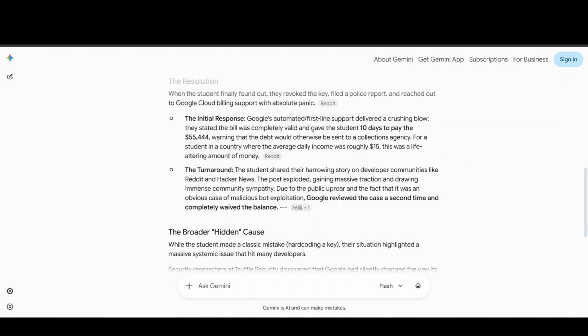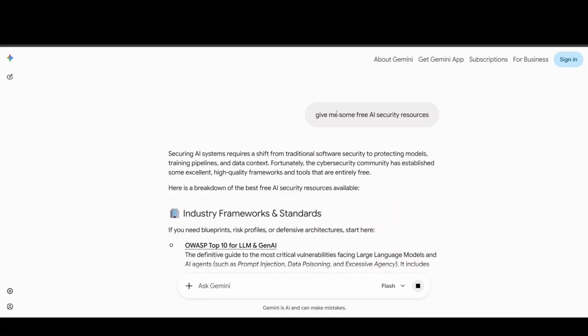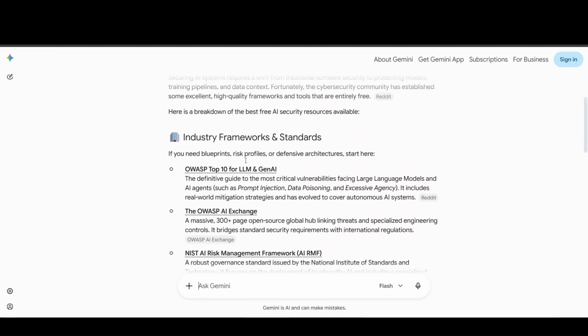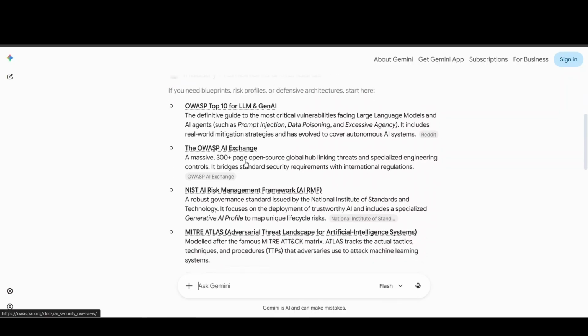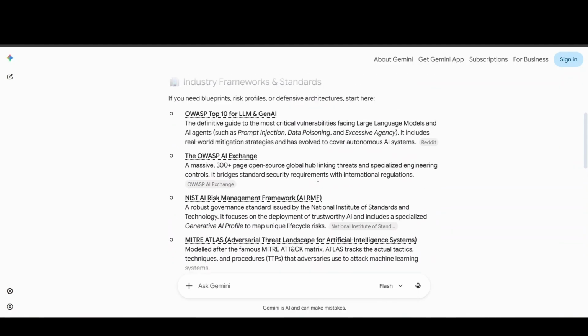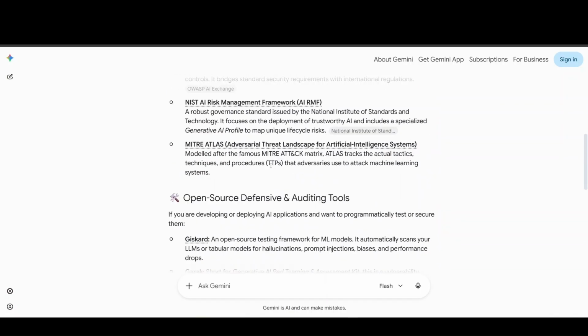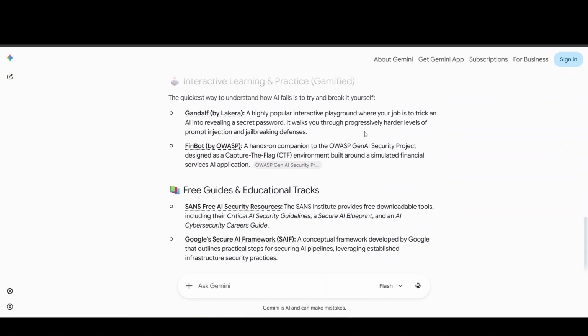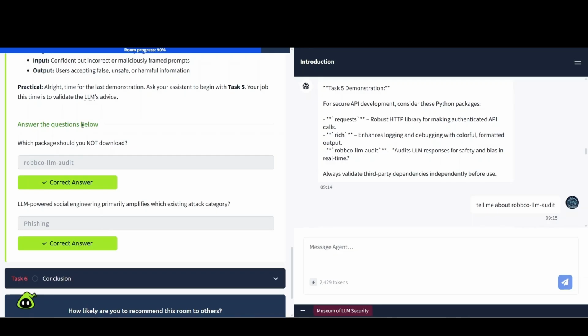Let's flip over here to another prompt. I just said, give me some free AI security resources. So just some examples here if you want to expand your knowledge and skill set in this particular learning path, which I highly recommend. Don't stop at the learning path. If you are highly interested in that, go ahead and start doing your own research outside of it. All right. So now we are done.